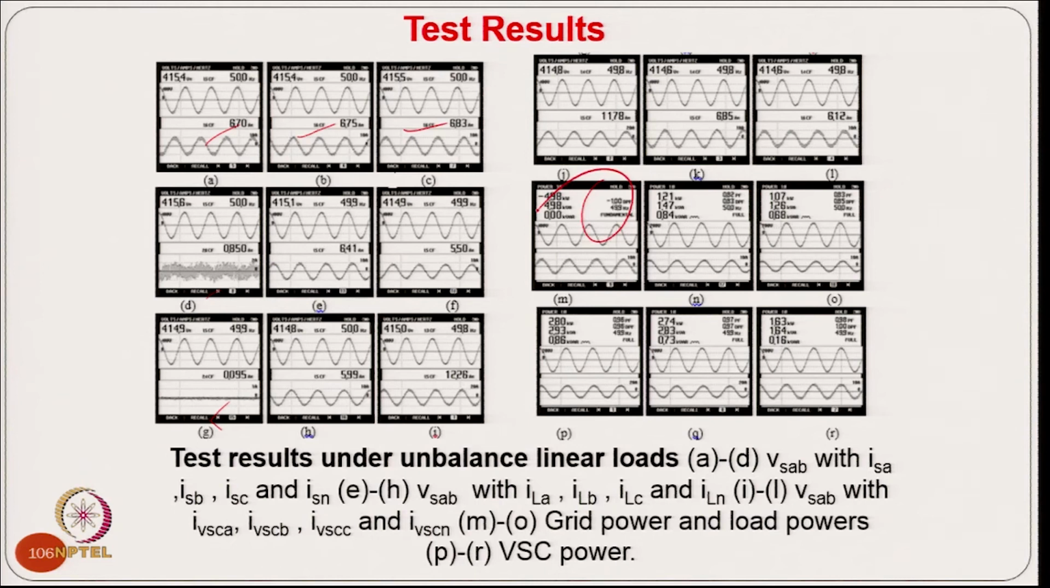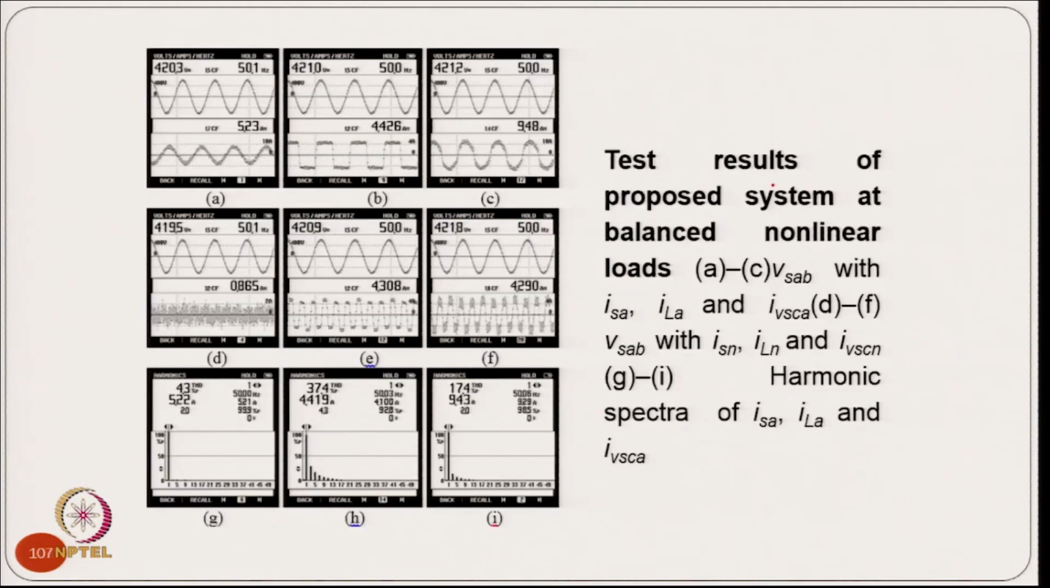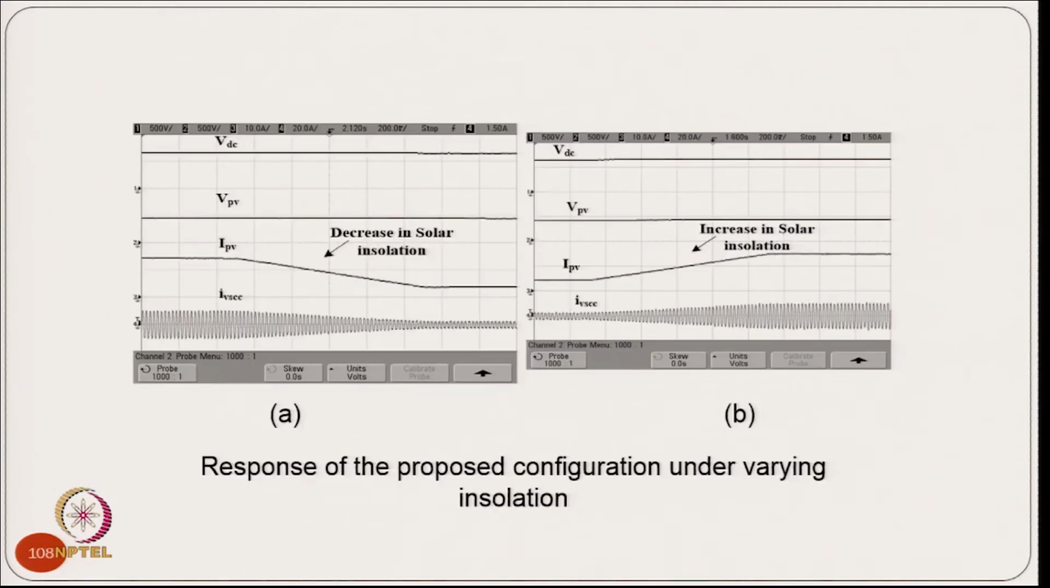This is in spite of your load power factor being low. And if it is a non-linear load, you can clearly see that the grid current is still sinusoidal and balanced, and the neutral current is also reduced here. The THD of the grid current is 4.3%, whereas the load current THD is 37.4%.